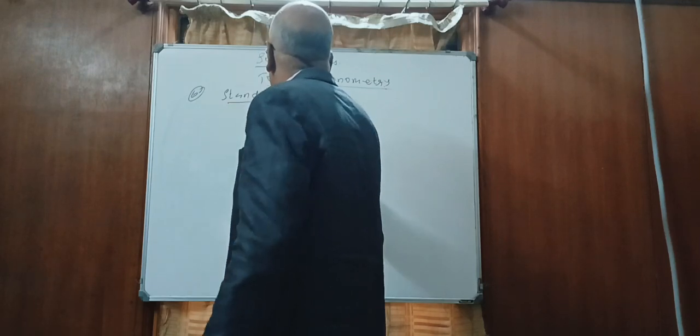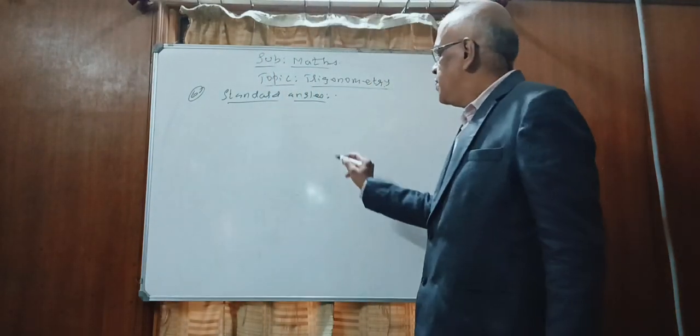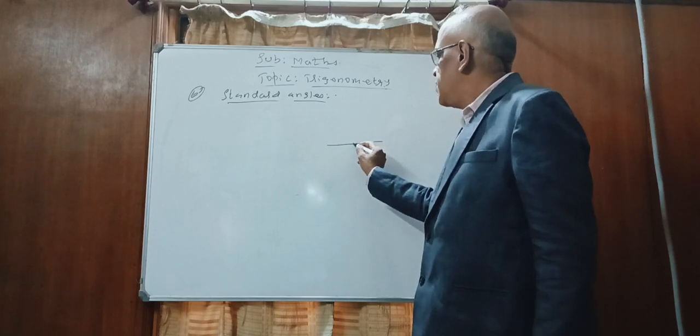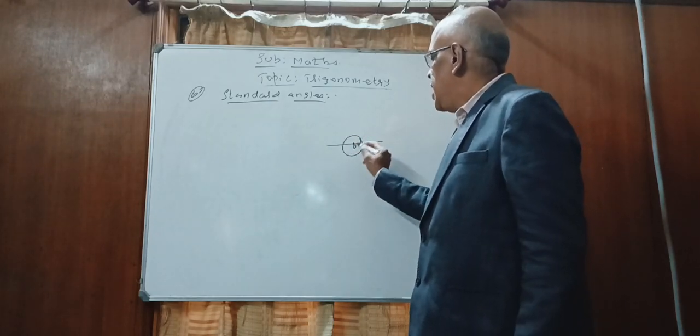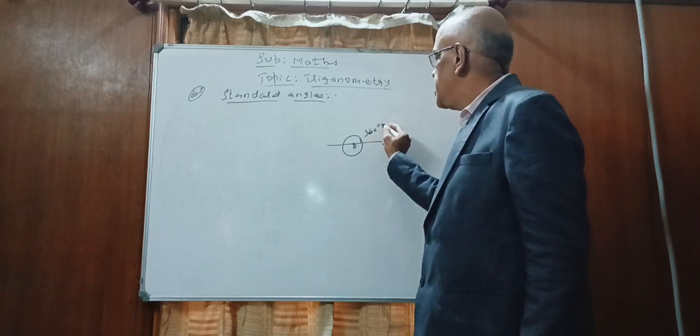Why am I using the word standard angles? Dear children, see here. This is the line. There is a point O. What is the angle around this point? The angle around this point is 360 degrees.